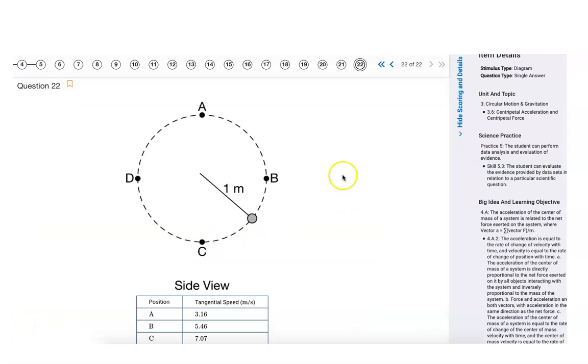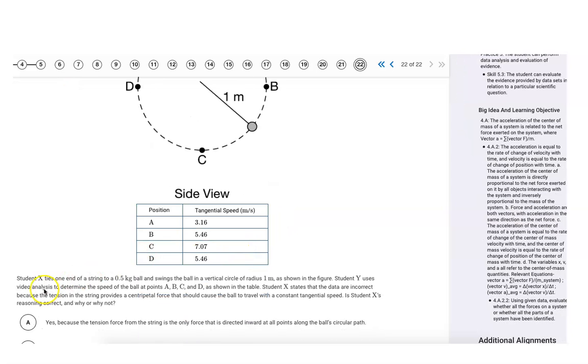Okay, here's the last problem, number 22. Student X ties one end of a string to a half-kilogram ball and swings the ball in a vertical circle of radius 1 meter as shown in the figure. Student Y uses video analysis to determine the speed of the ball at points A, B, C, and D as shown in the table. That's a good job. He uses video analysis. Kudos to him.